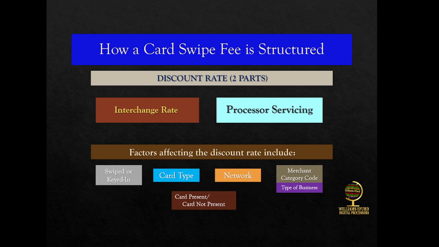So like the POS systems and card terminals and everything of the sort, payment gateways for online e-commerce and all of the sort. There are some things that affect that card swipe rate or that discount rate, and we'll talk about a couple of those things moving forward in this particular presentation.